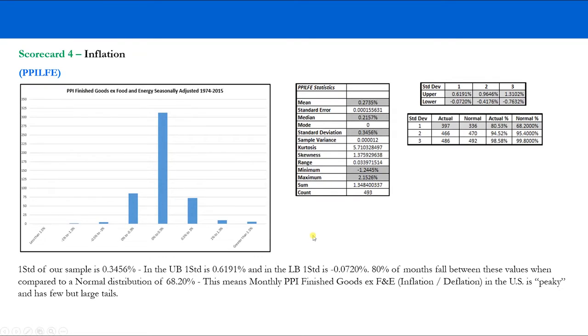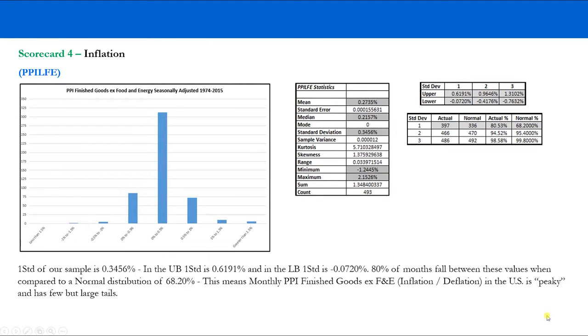Now, if we continue to look at the standard deviation statistics, we can further learn again what is considered to be normal. So what are the bounds of normality? Well, our bound of normality here, our one standard deviation of our sample, is 3.456%, as referenced from the descriptive statistics for PPI X food and energy.